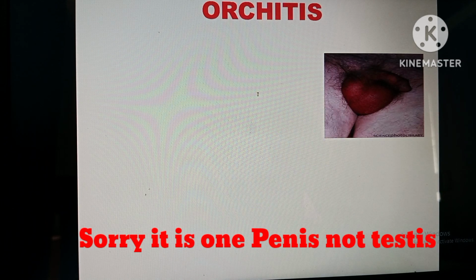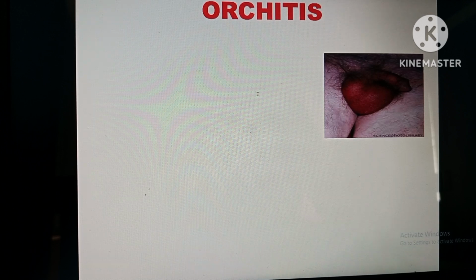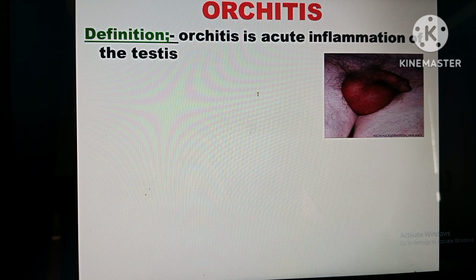Okay, now let me move on from minor disorders to major disorders. The first minor disorder is orchitis. The prefix orchi means testis, the suffix itis means inflammation. So orchitis is an inflammation of the testis. In the picture you can see how the entire area, the scrotum, becomes swollen. You can see the redness here.